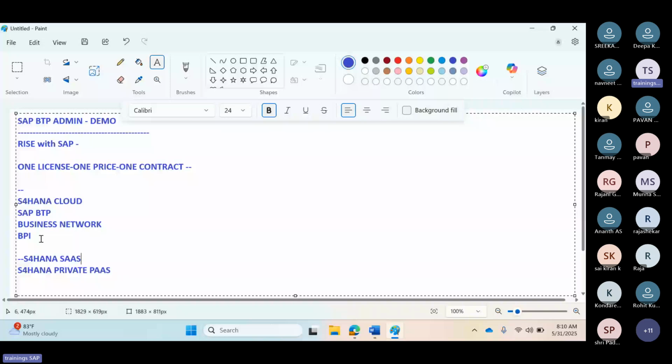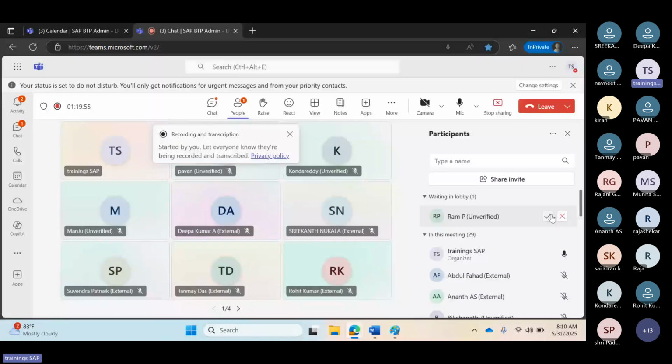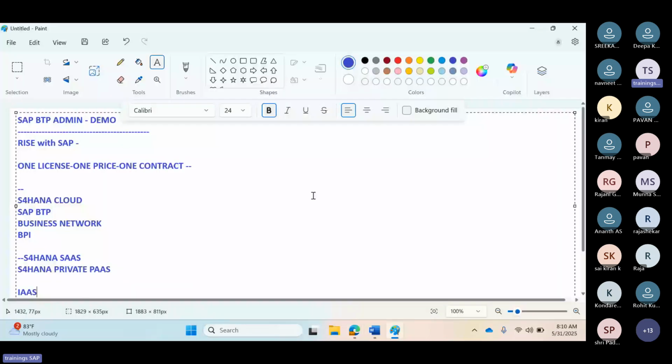Typically, many of you may be aware of cloud terminology like PaaS and SaaS, and there is one more terminology called infrastructure as a service. Before we go further, let's discuss some more information about these cloud terminologies. Cloud terminology is very simple.